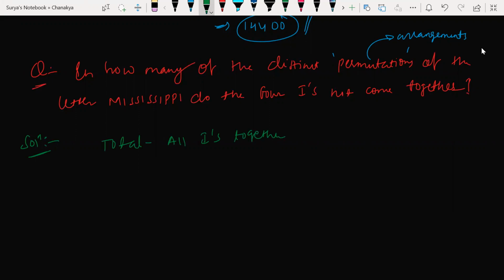Total, how many letters? 1, 2, 3, 4, 5, 6, 7, 8, 9, 10, 11. So 11 factorial divided by the repeating letters: 4 factorial into 4 factorial into 2 factorial, minus all i's together. All i's together, how do I do it? First I write all the i's together like this.